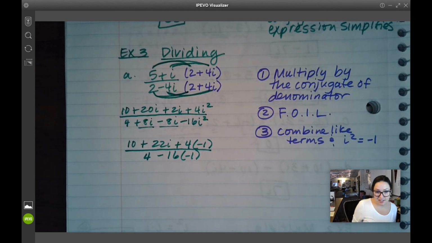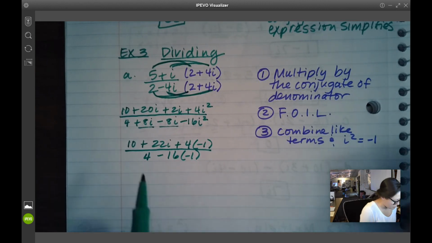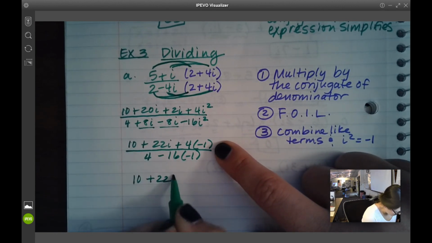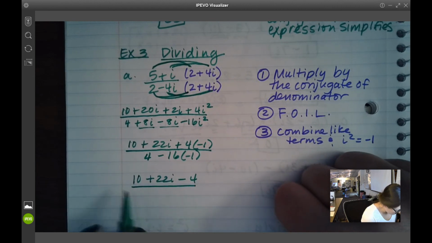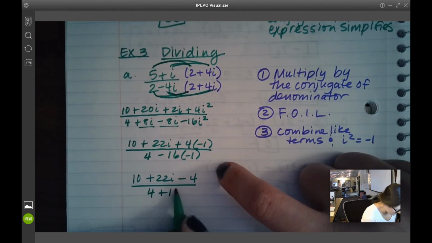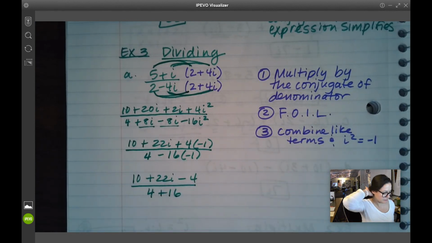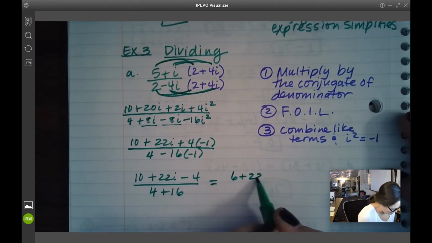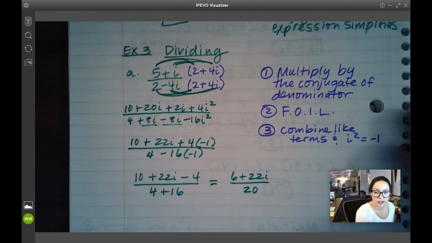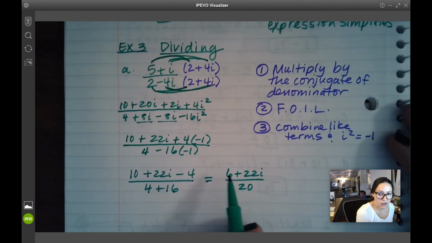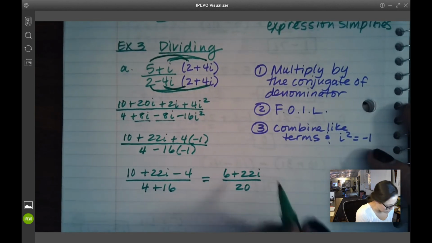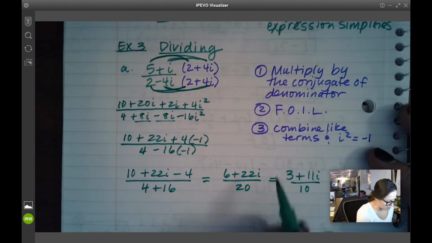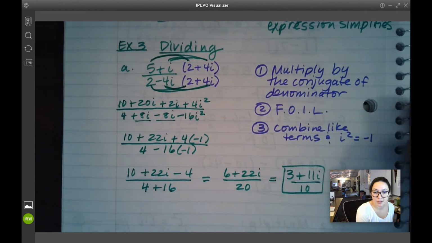And then really it's just combining like terms again. So this gives me 10 plus 22i minus 4 over 4 plus 16. Negative times a negative. Almost there. 6 plus 22i over 20. And the last thing is that all of these are divisible by 2. So we get 3 plus 11i over 10. And that would be our final simplified answer.